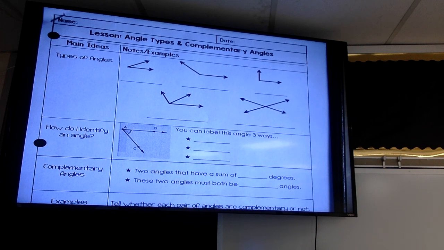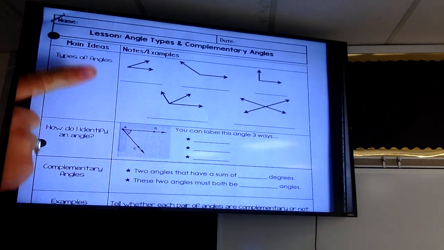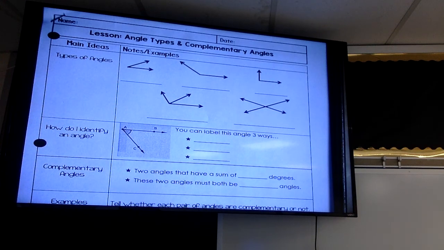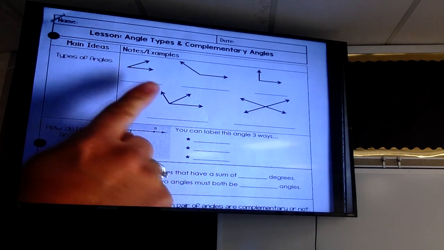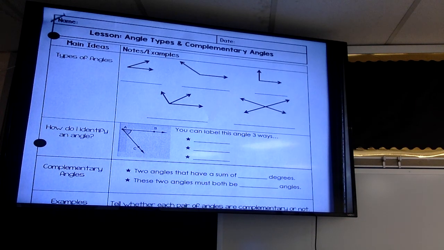All right, today we are going to talk about complementary angles. Okay, so up at the top, the first two things are actually a little bit of review. You should be able to do this without me, but we will do it together also. So right here it says types of angles. And we talked about these last week, the day before Thanksgiving break.